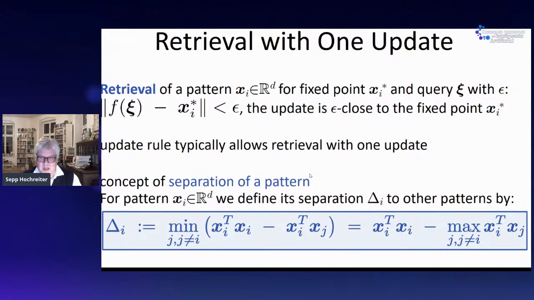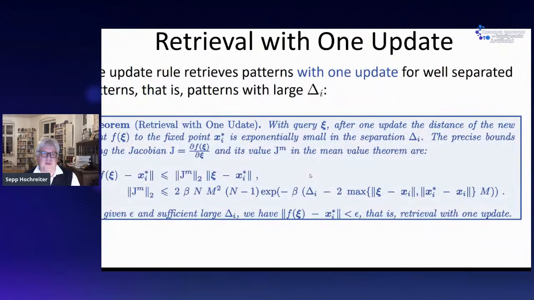And if a pattern is well separated from the other patterns, we have a nice property. The first property is we can have a retrieval with one update, and we can derive this formula that the difference between the update and the fixed point is smaller than this Jacobian times the original difference between the query and the fixed point. But interesting for this Jacobian, we see exponential minus beta, the inverse temperature, times this delta. And there are other constants, some differences, but this is the main thing. If the pattern is well separated, and we are in a high dimensional space, we get a large value of this delta, of this separation. And this is the dominant term. Everything else is not so important.